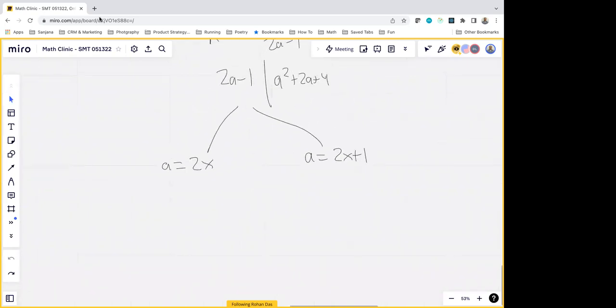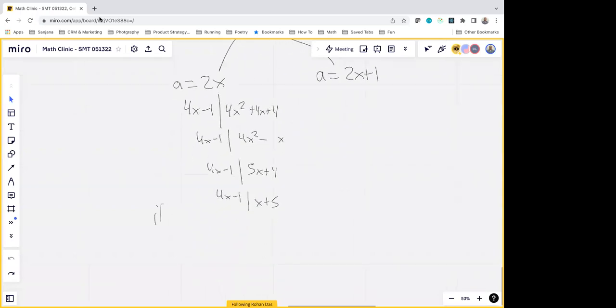And if a is equal to 2x, we have 4x minus 1 divides 4x squared plus 4x plus 4. And then we can use the fact that 4x minus 1 also divides 4x squared minus x. So that tells us that 4x minus 1 divides 5x plus 4. And therefore 4x minus 1 also divides x plus 5, because we can subtract 4x minus 1 from 5x plus 4.